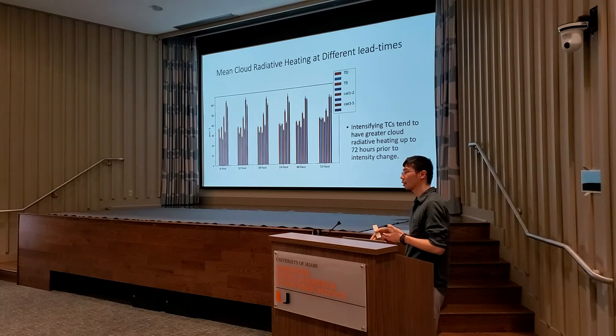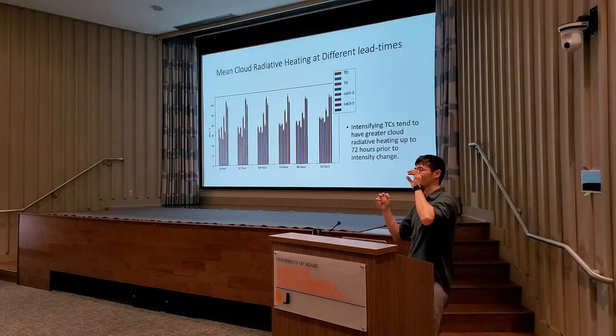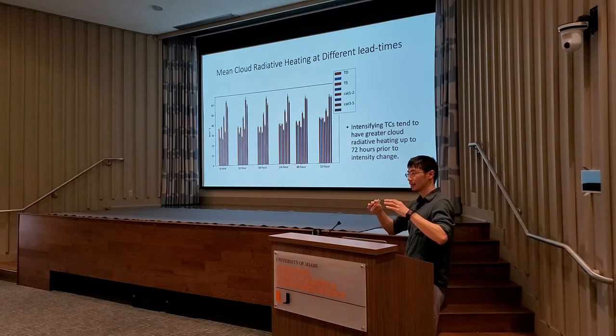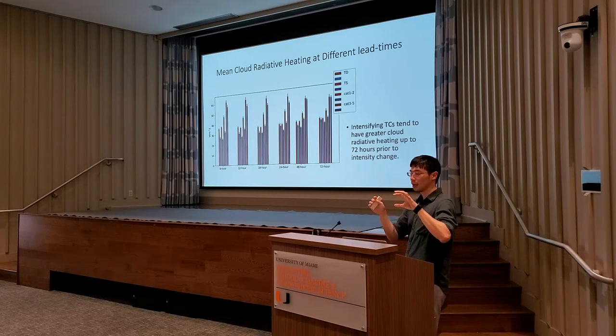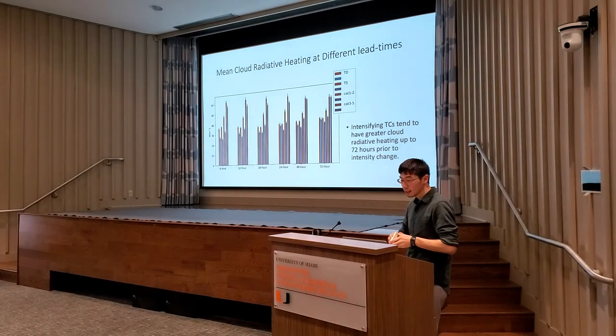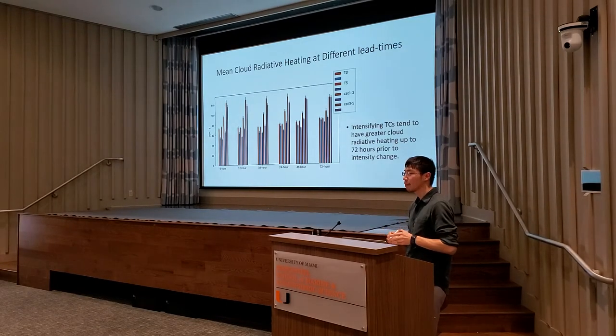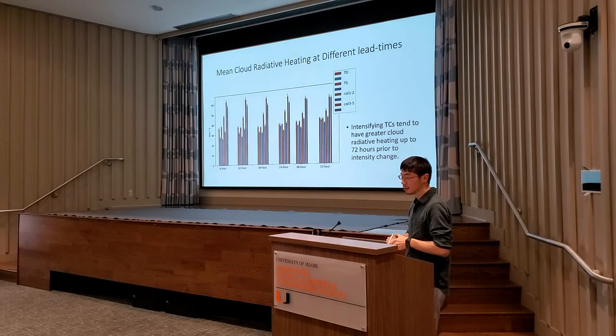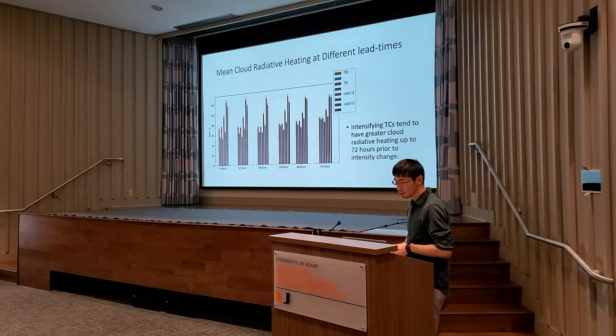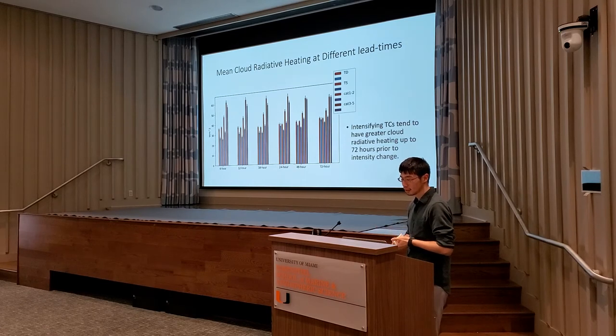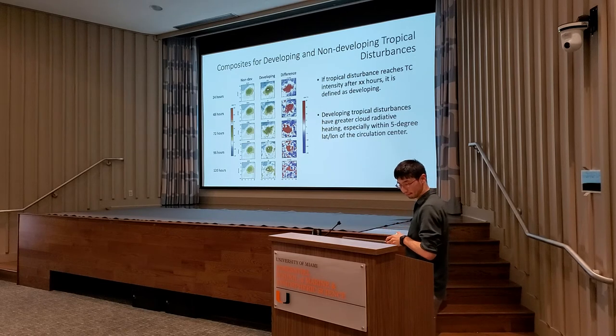Except for TC intensification, maybe because the magnitude of radiative heating and latent heating is usually comparable when the TC intensity is weaker. So maybe when TC is weaker or before its genesis, the radiative heating might have much stronger influences on the development of tropical cyclones. So that's why we further look into whether there are any differences or signals of tropical cyclone genesis in cloud radiative heating. The left column is for non-developing tropical disturbances. The mid column is for developing disturbances. And different rows represent different forecasting times.